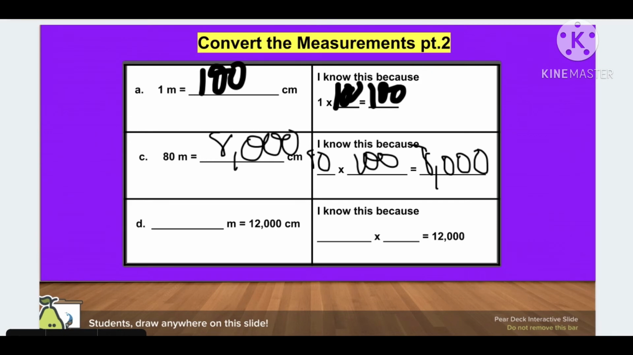Good job. Yeah, there are 100 centimeters in 1 meter. So now let's think about this for a second. There's 100 centimeters in 1 meter. So what would I be multiplying by 100 in order to get to 12,000? What number could I multiply 100 by? Let's think. If you think you know the answer, go ahead and put that answer in the chat.